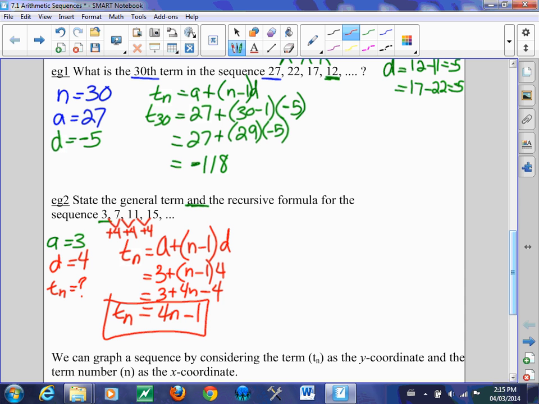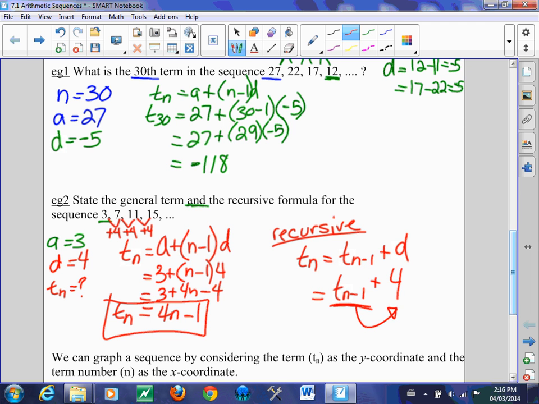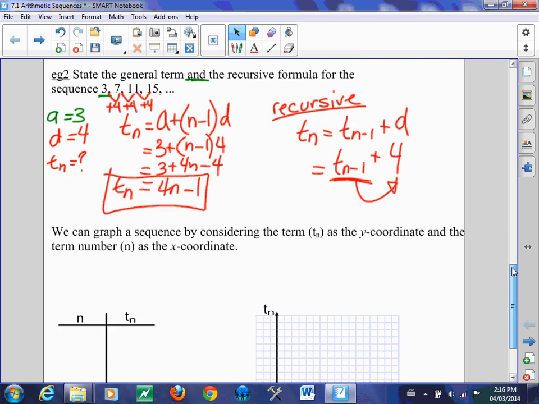Now it says to do what's called the recursive formula. So what do we know recursive is? It depends on what's in front of that term. So you take t at n minus 1 and then you add d. You leave the t at n minus 1 and add 4. What does that basically say? It doesn't matter whatever term's in front, you add 4, and you're going to get the next successive or recursive term.